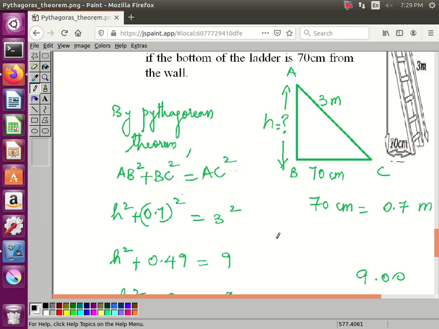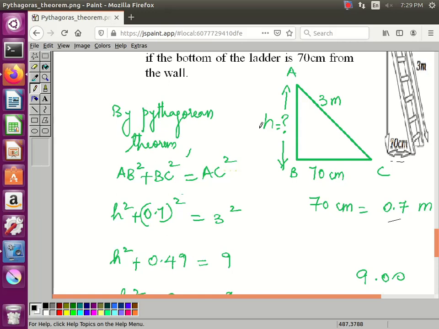So now by Pythagoras theorem, we know that AB square plus BC square is equal to AC square. So this is a right triangle, right? This actually forms a right triangle. So AB is your H, which we don't know. That's what we are trying to find. H square plus BC, which is 0.7 square, is equal to AC, which is 3 square. Okay, so now H square plus 0.7 square, which is 0.49, is equal to 9.